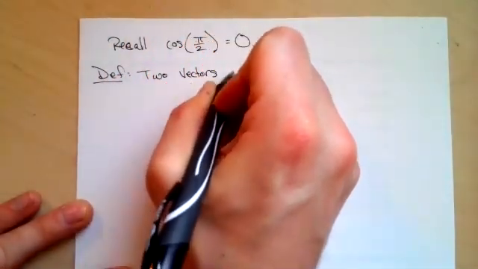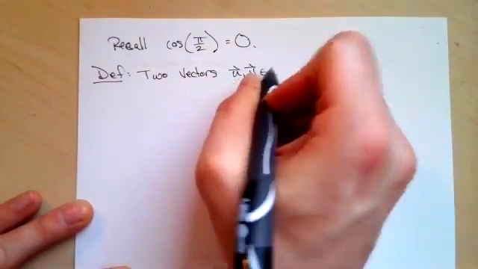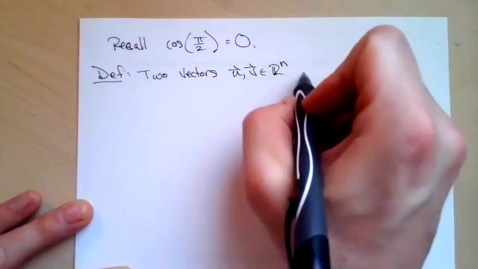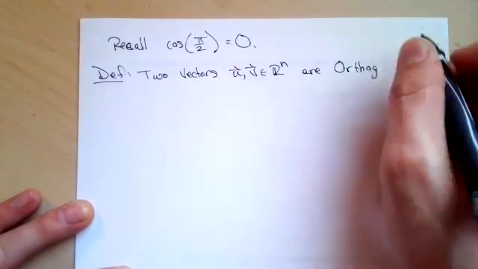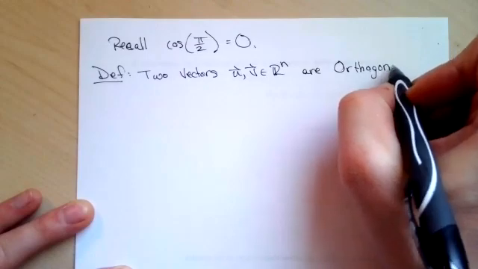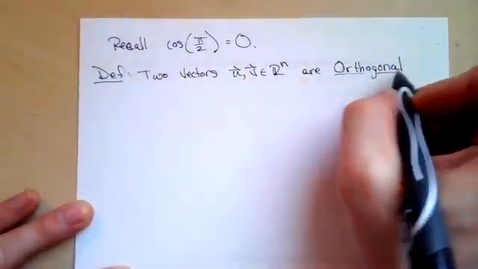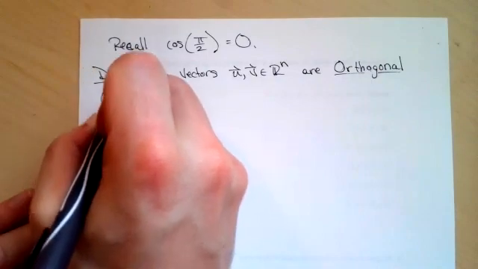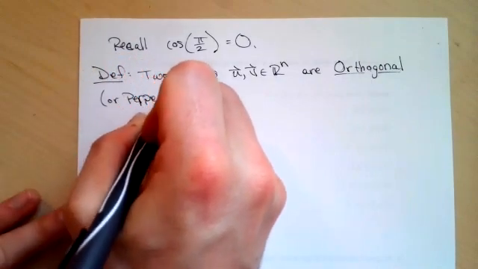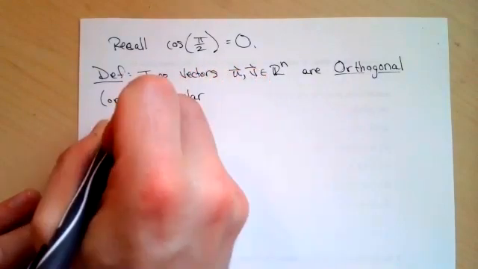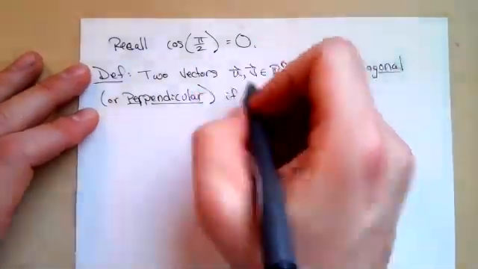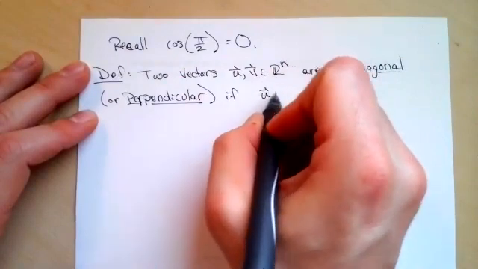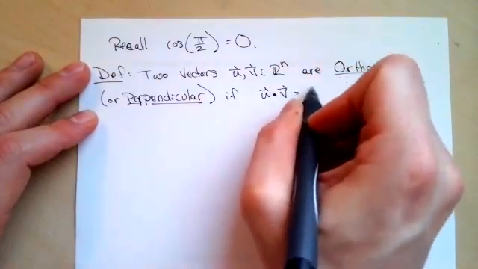So two vectors u and v in R^n are orthogonal, which is the other word we like to use in linear algebra, or perpendicular, if their dot product is 0.